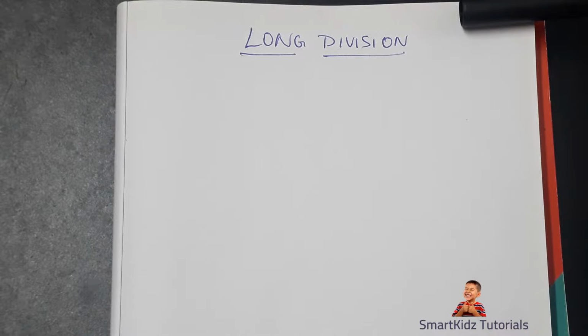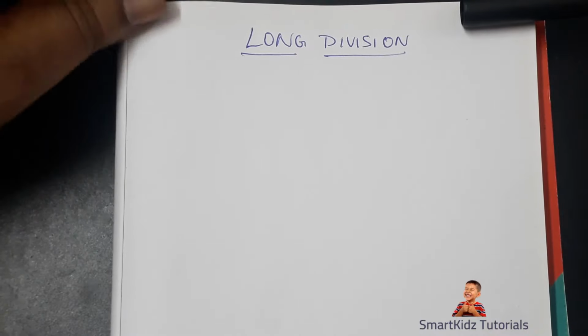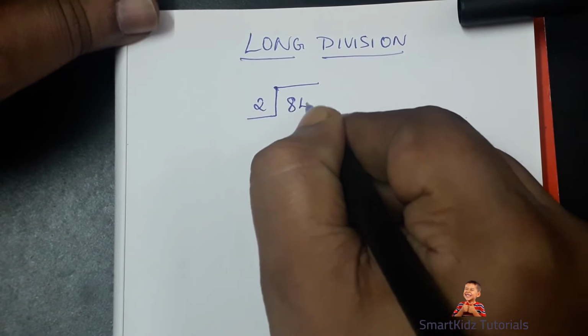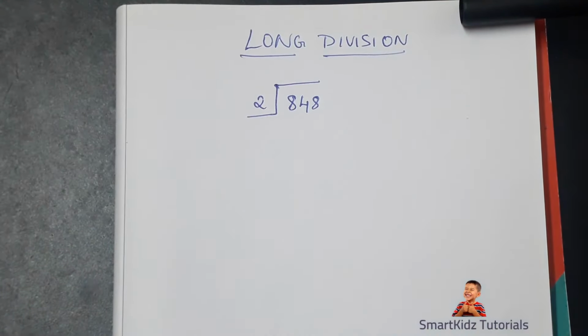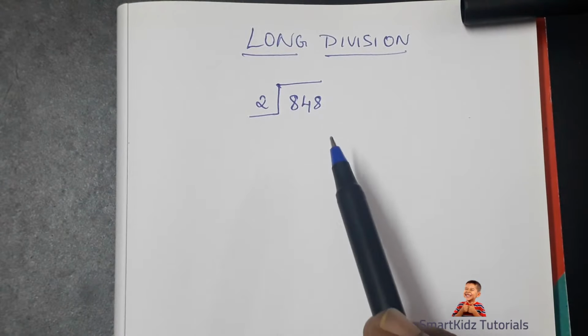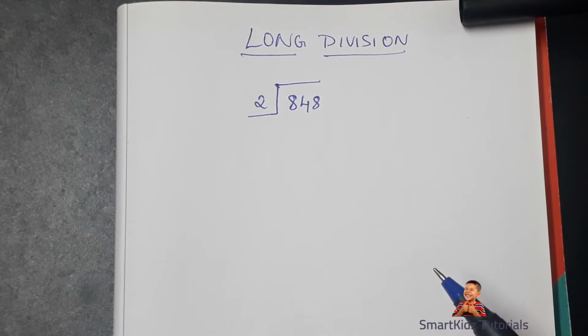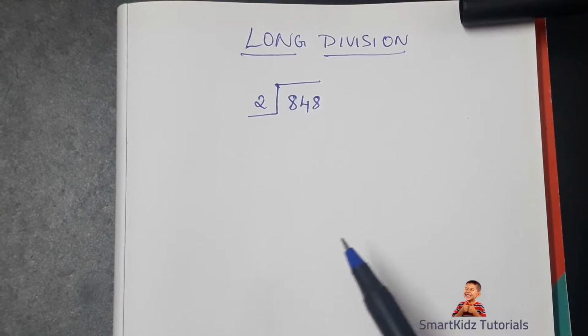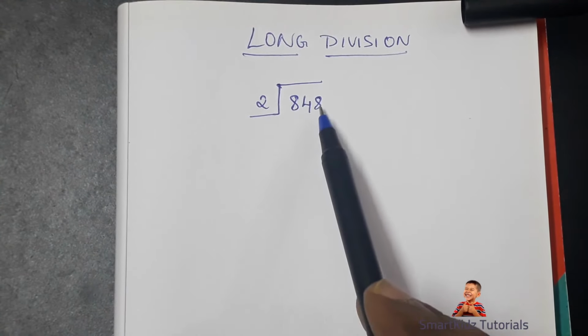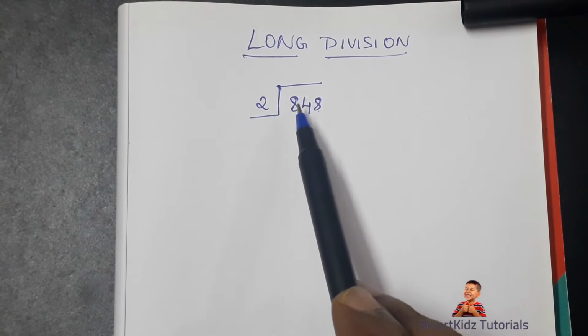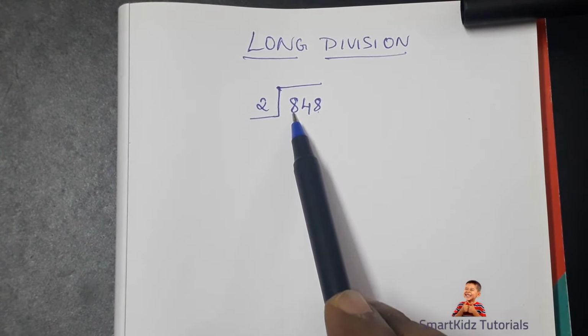Okay, now let's take an example. Let's begin with an example first. Let's take 2 divided by 848. Unlike subtraction, addition or multiplication, where we always start from the units place and then move to the tens place and hundred place, in this case we always begin with a higher number. So we have units place here, tens place and hundred place, but we don't begin from units place, we begin with hundred place for division.